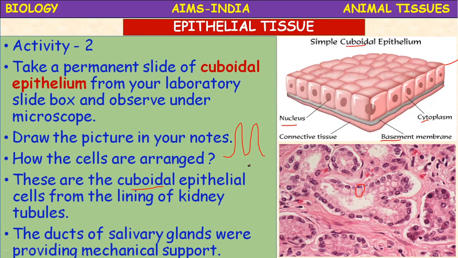Okay, children. So where do we find the cuboidal epithelium? It is present in the ducts of glands, for example salivary glands, the tubular parts of nephrons in the kidneys, and also the microvilli of the small intestine. What is the main function of this cuboidal epithelium? Secretion and absorption. Salivary glands secrete saliva. Okay, secretion and absorption. Let us proceed.